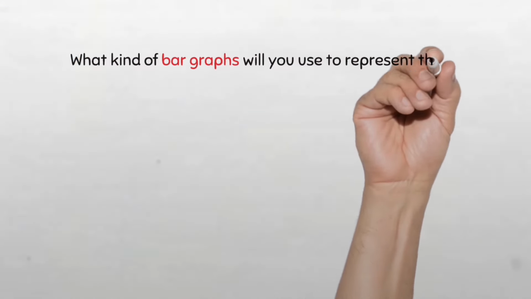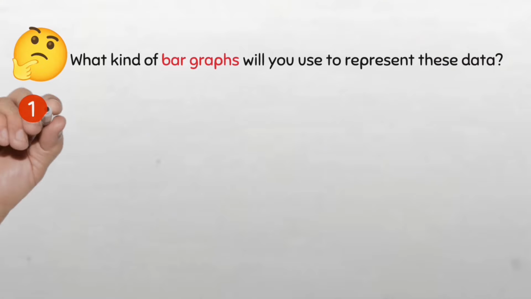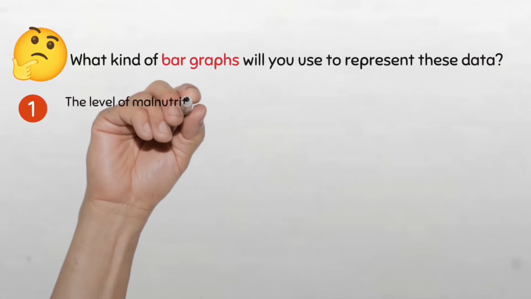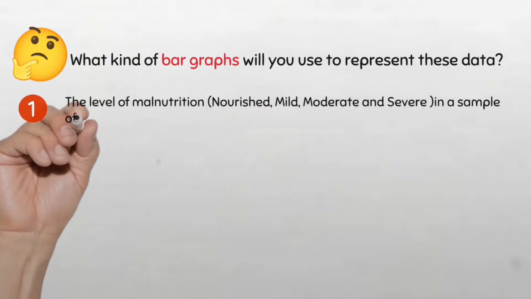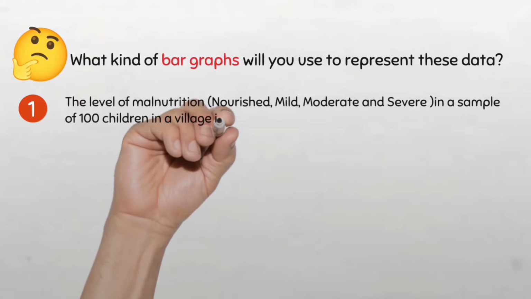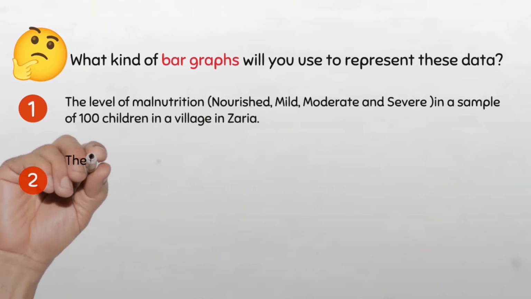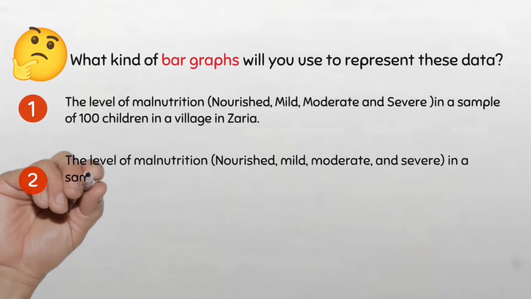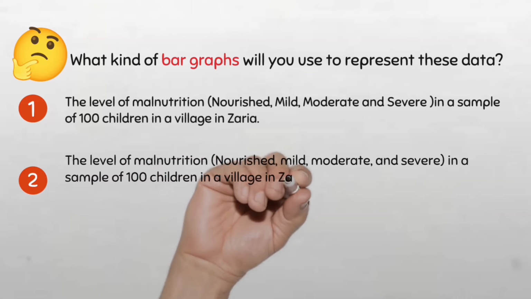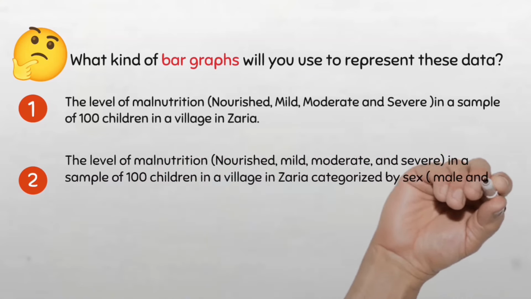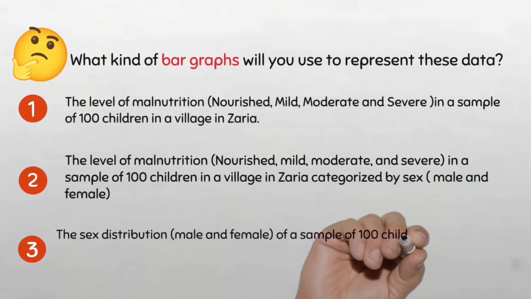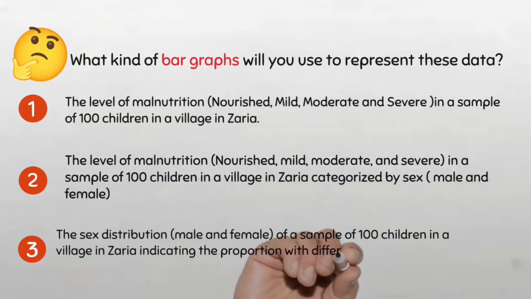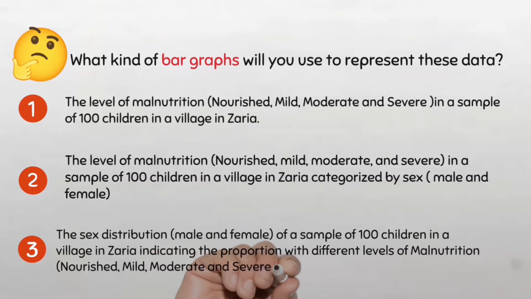Now it's your turn. What kind of bar graphs will you use to represent this data? 1. The level of malnutrition. This is categorized as nourished, mild, moderate, and severe in a sample of 100 children in a village in Zaria. 2. The level of malnutrition in a sample of 100 children in a village in Zaria, but this time categorized by sex, male and female. And 3. The sex distribution of a sample of 100 children in a village in Zaria, indicating their proportion with the different levels of malnutrition.